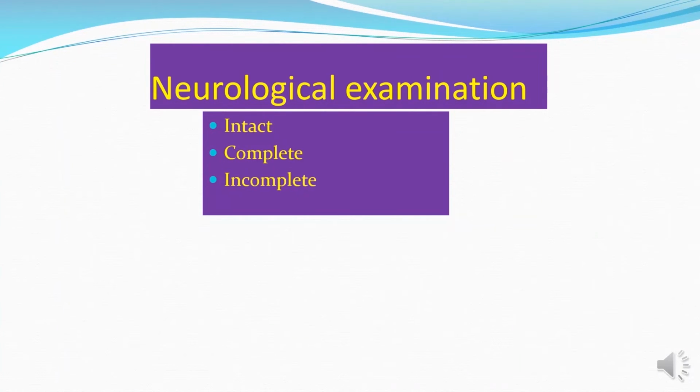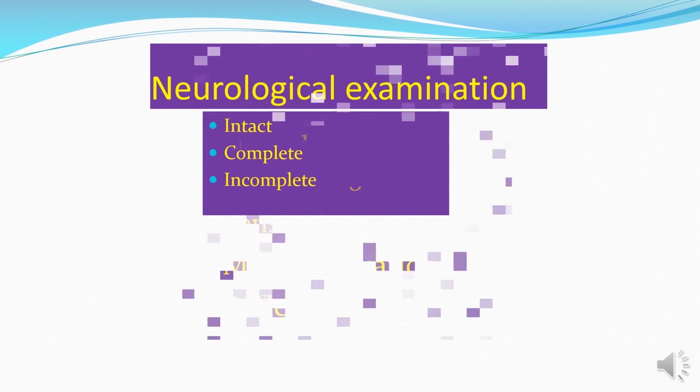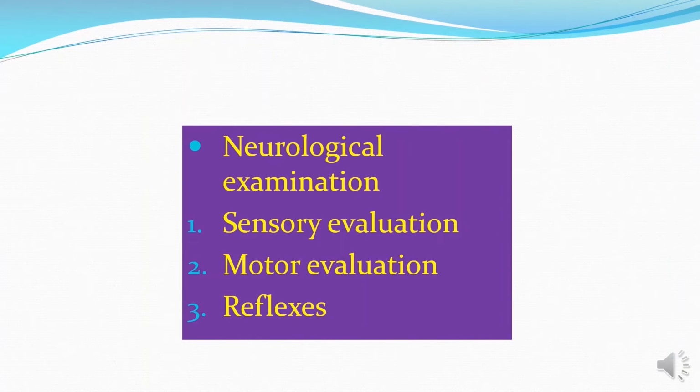Neurological examination: we have to know if he is intact, complete, or incomplete. What is meant by complete? There is no motor or sensory or sacral sparing, no preservation below the level of the injury. Incomplete means there is preservation of any movement below the level of injury, or there is sacral sparing. We have to know the definition of a myotome, as well as what is meant by a dermatome. Neurological examination involves sensory evaluation and motor evaluation.